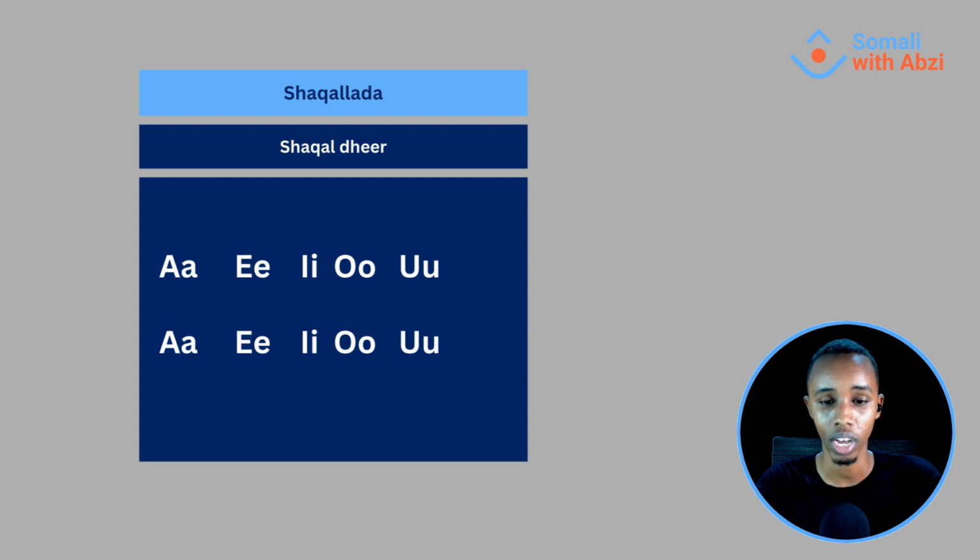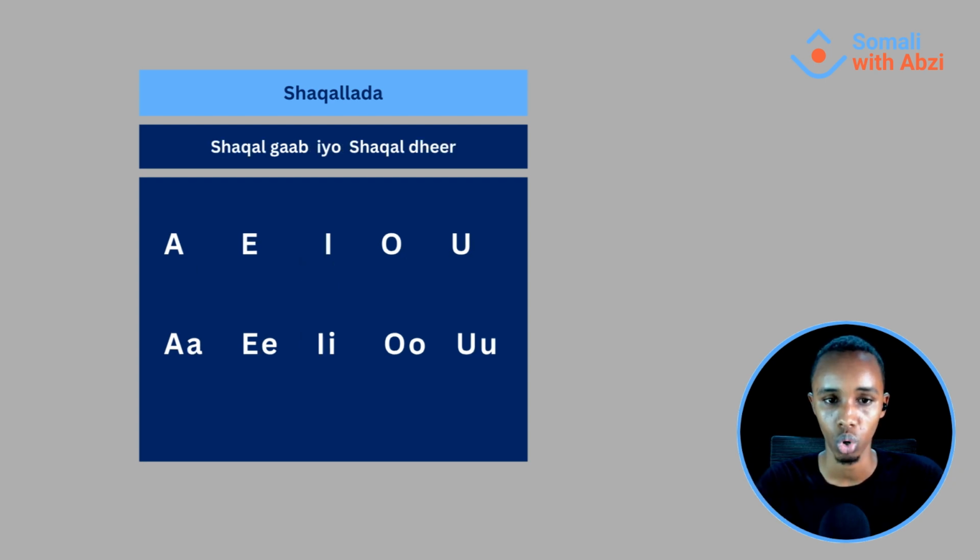Remember, when the vowels are single, the sound is short, like A, E, I, O, U. And if the vowels are double, the sound should be long. And also, if you understand these short vowels and long vowels in Somali, then you can read and write every Somali word or sentence. But these are very useful. Now, short and long vowels. Shaqal dheer iyo shaqal gaab.